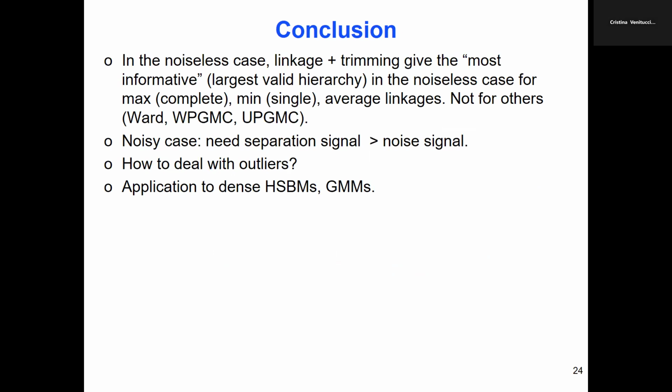We still have to work on the noisy case, in particular to deal with outliers. If you have just a single outlier, how do you handle it? And then we'd like to apply it to a number of settings. So I spoke of the hierarchical stochastic block models, Gaussian mixture models also, which are canonical examples for clustering, in which we'd like to see how this works. Also in the presence of probability distributions, so as to bring the random aspect in.